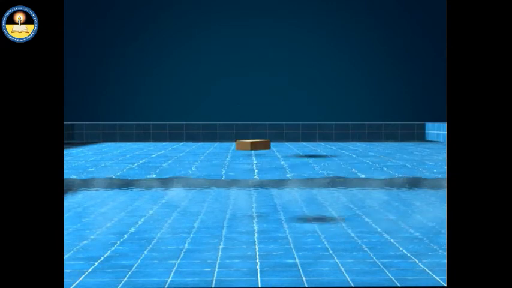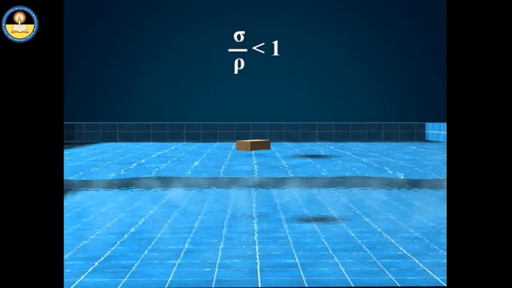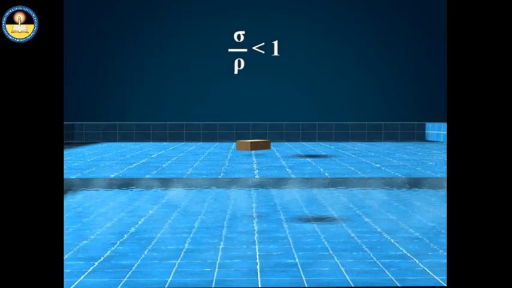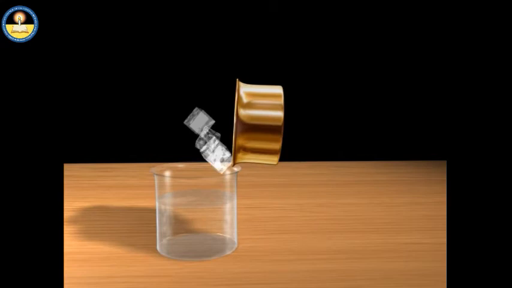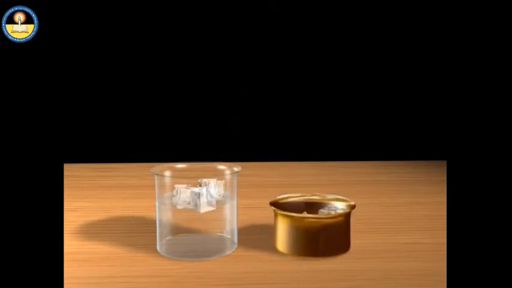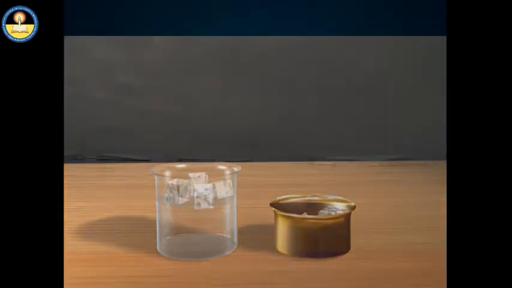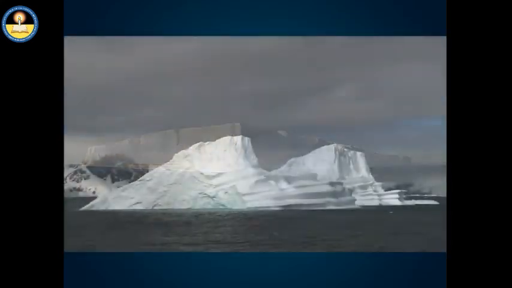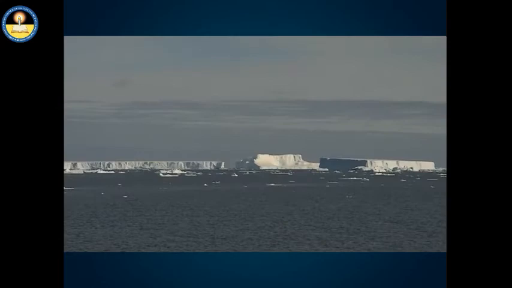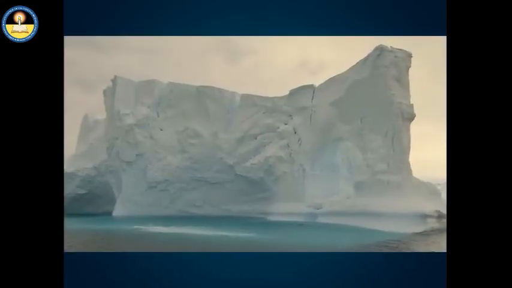On the other hand, if the relative density of the immersed body is less than 1, it will float and remain partially immersed in the liquid. For example, an iceberg with relative density 0.91 floats on water. For the same reason, huge and heavy ice glaciers float in oceans.